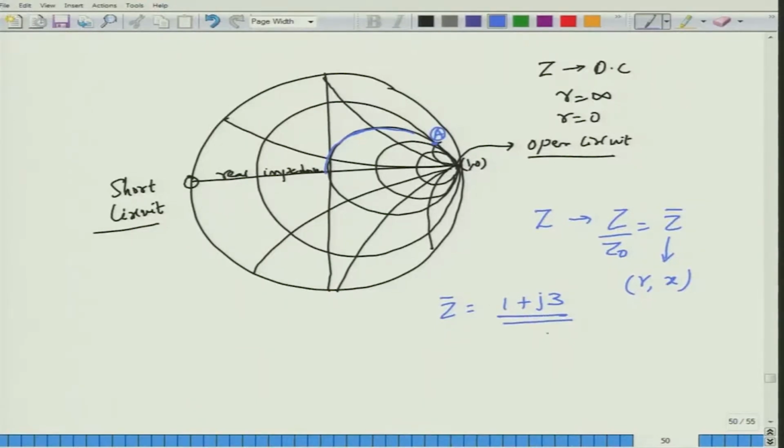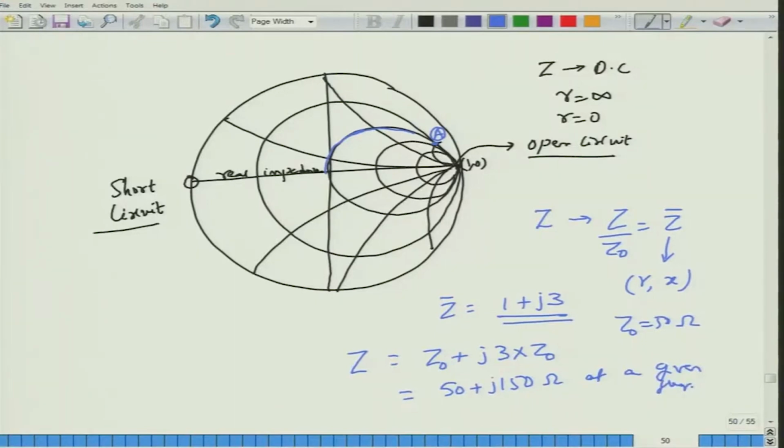Again, the meaning of 1 + j3 is very clear. At this point, if you unnormalize, you simply have to multiply by Z0. The impedance is actually given by Z0 + j3 Z0. If Z0 is equal to 50 ohms for that particular transmission line, the impedance at this point A is given by 50 + j150 ohm at a given frequency.